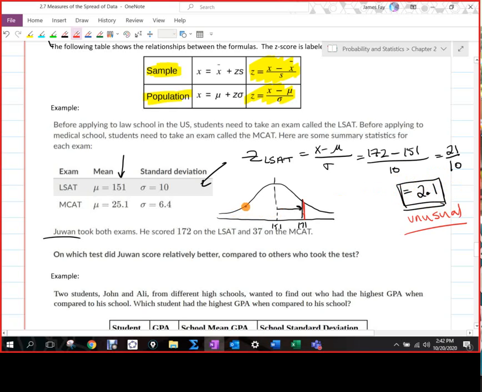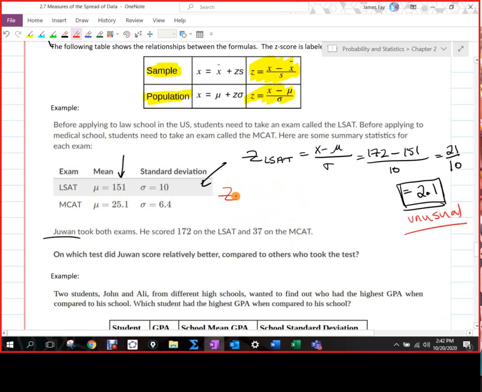Okay. Now, if you were 2 units to the left, this number would be negative. Does that make sense? 2 standard deviations to the left, and it would be negative. So the positive or negative aspect of a z-score tells you the direction you are from the mean.